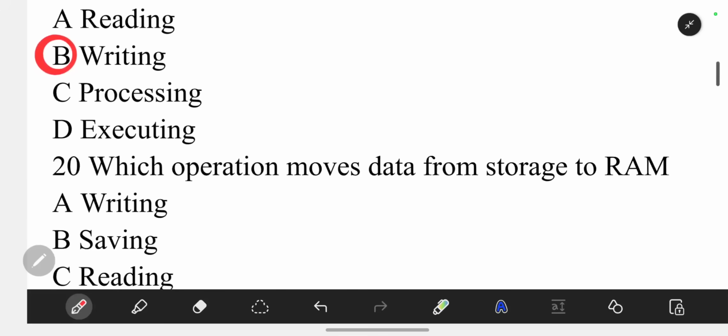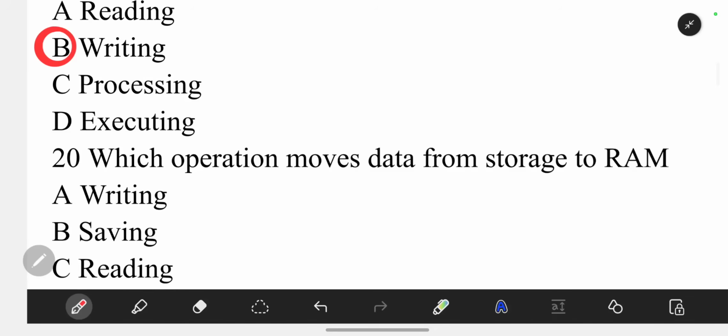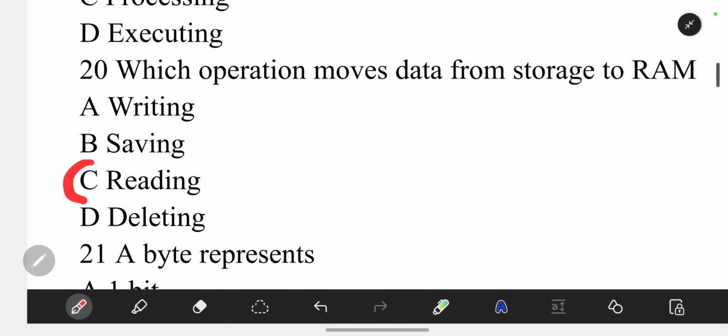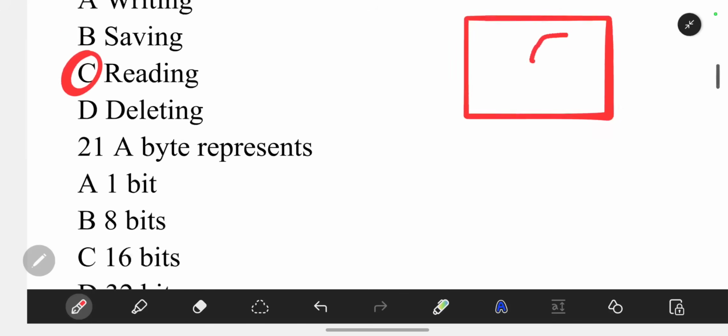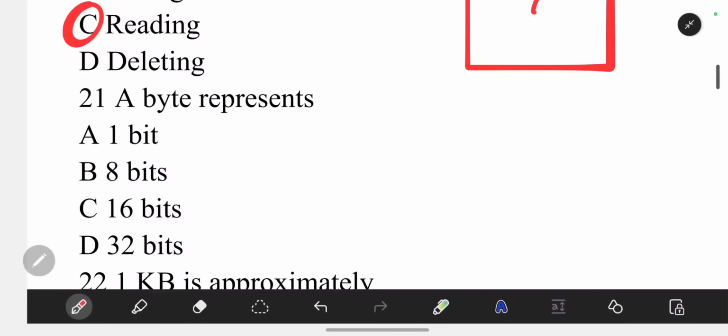Our number 20, which one moves data from storage to RAM? This one is reading, because you are not making any changes by that time, because you are moving it from a storage device where it is stored, such as a flash. Let's say you have a movie, you open the movie, immediately you open it, it will show you the exact contents that are there. Number 21, a byte represents, so a byte is made up of 8 bits.